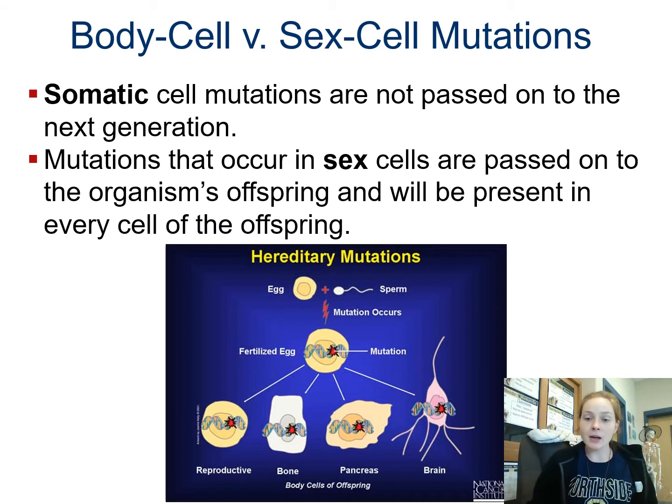So somatic mutations can still be bad. Skin cancer, not good. However, they're just not going to be passed on to the next generation, so they're not going to be passed on to your offspring. Whereas mutations in gametes, in those sex cells, will be passed on to your offspring, because that's what makes your offspring.